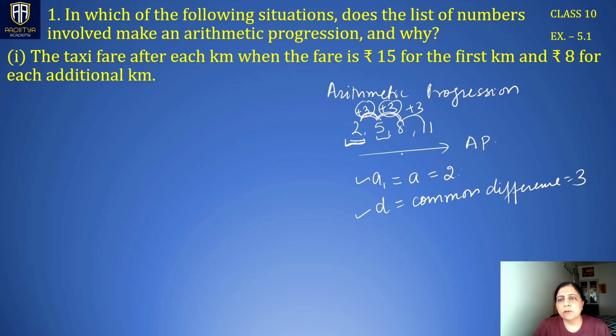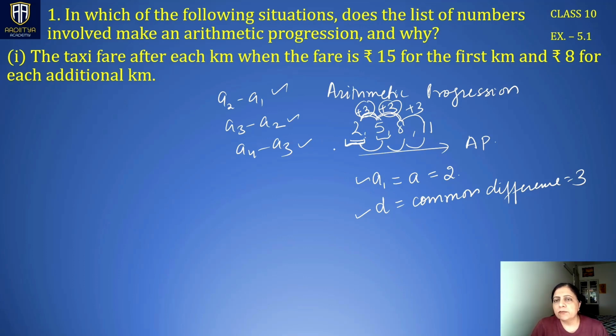That means if we have to check whether a sequence is an AP or not, we need to check the difference between the consecutive terms. Like we have to find A2 minus A1, A3 minus A2 and A4 minus A3. If for the 4 terms these 3 differences come out to be common or the same, that means that sequence is an arithmetic progression. And if these differences are different, then it is not an arithmetic progression. Right? So this is the basis. Now we start with the question.